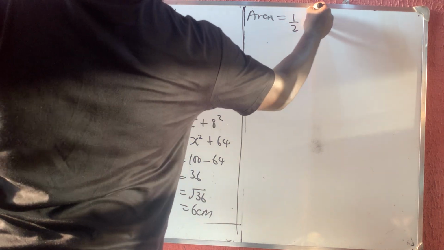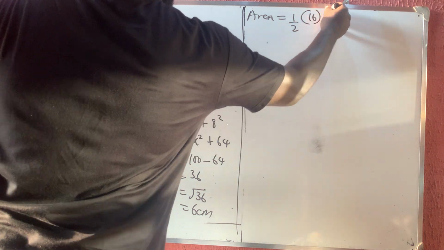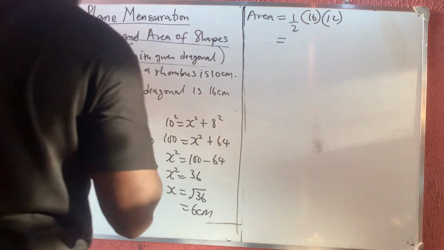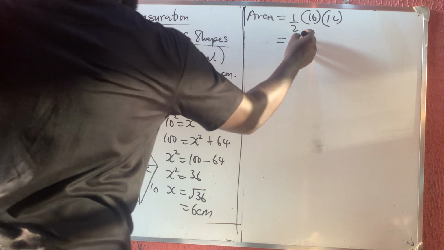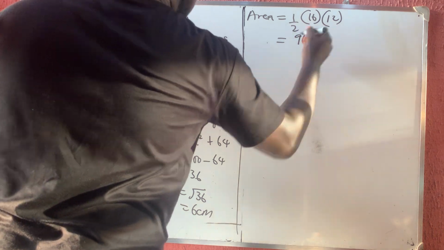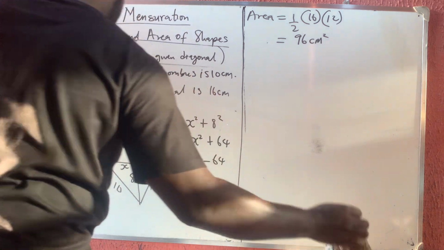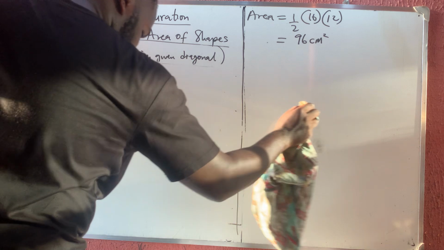So the area becomes half in bracket of the first diagonal, which is 8 plus 8, which is 16, multiplied by the other one, which is 6 plus 6, which is 12. So if you do that, you're going to be having 8 times 12, to have 96. So 96 cm squared. So that is the area of that particular rhombus. We move to the next question. See, these are very, very simple to calculate.